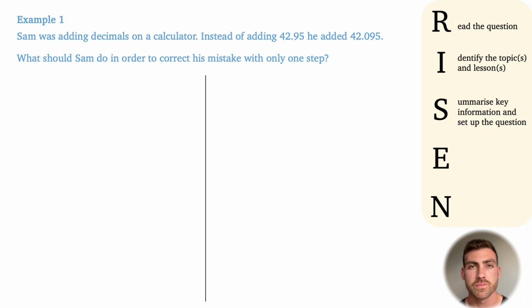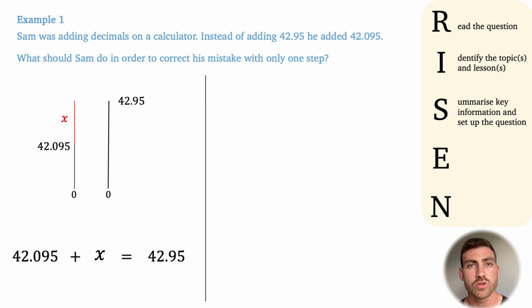Next, the S, the third step. Summarize key information and set up the question. At times, using diagrams or illustrations can help. So if we make a number line for both scenarios, if this is 42.95, and this would be 42.095. Now to fix the mistake with one step, we could add the remaining value that reaches 42.95. Remember, we use letters in maths to represent unknown numbers.